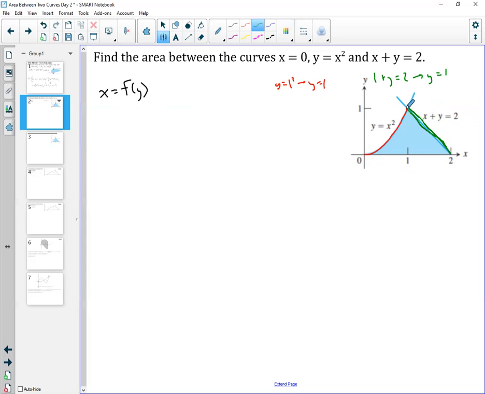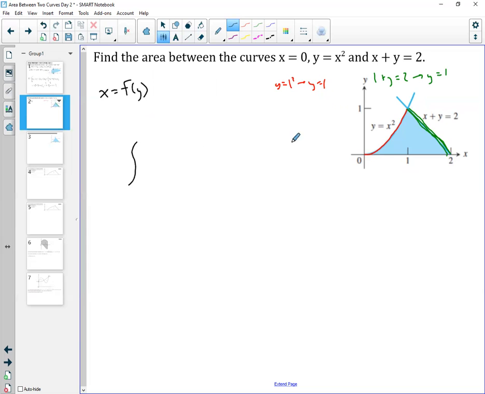I'm going to start that over. If you're looking at this vertically, thinking about top minus bottom, I have the red curve on top from 0 to 1 and the green curve on top from 1 to 2, and I don't like that. I like it to be one curve, top minus bottom, or right minus left, just one if I can do it that way. So if I think about right minus left, I have the green curve on the right the whole time and the red curve on the left the whole time.